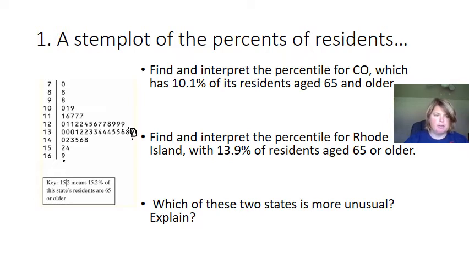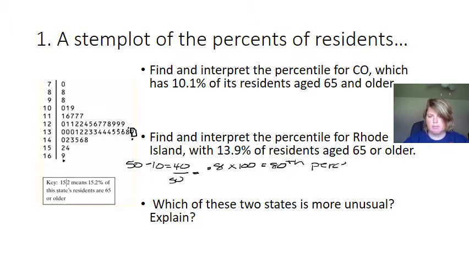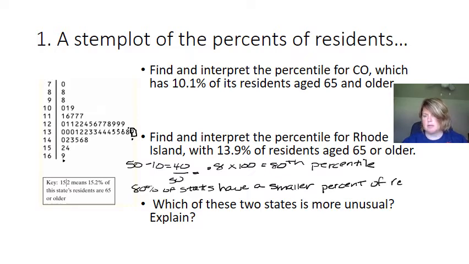I didn't want to have to count all 40. I knew it would be easier to count 10. I know that there's 50 of them, so 50 minus 10 is equal to 40. So 40 divided by 50 is equal to 0.8 times 100 is equal to 80. Therefore, it's the 80th percentile. So then we interpret exactly the same as before. 80% of states have a smaller percent of residents ages 65 or older.